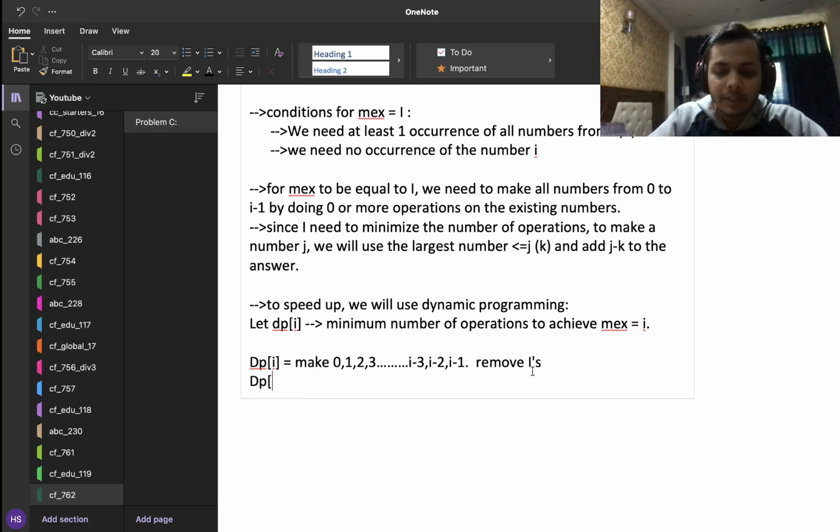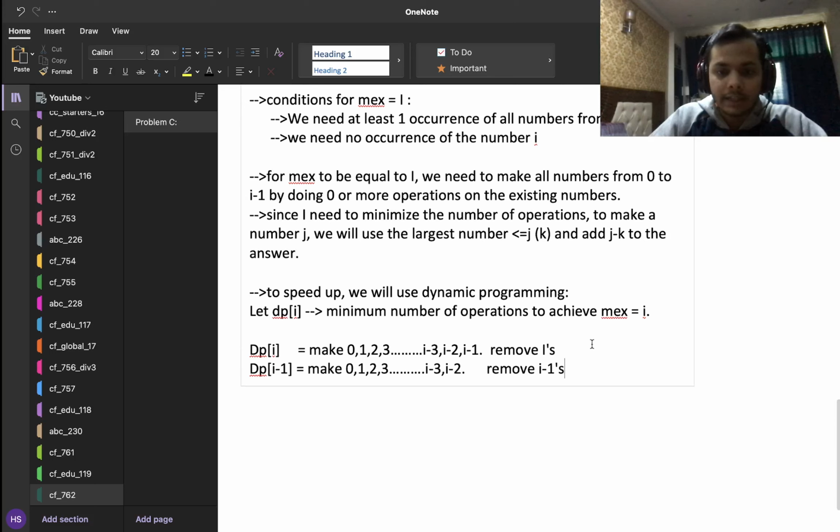Okay, and let's see what dp of I minus 1 is, and try to find any overlapping things in dp of I and dp of I minus 1. So in dp of I minus 1, we will make again 0, 1, 2, 3, up to I minus 3, I minus 2, but not I minus 1. Right? This time we are not making I minus 1, and we will remove I minus 1s. So what you notice is that this part is common in dp of I minus 1 and dp of I.